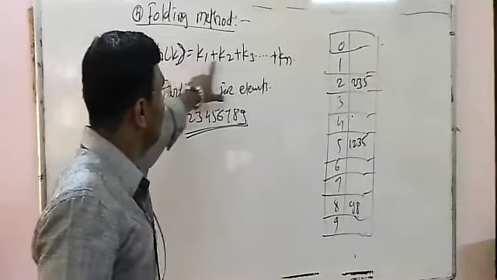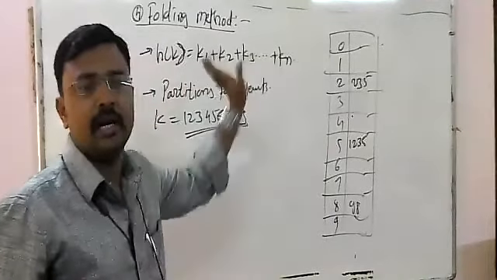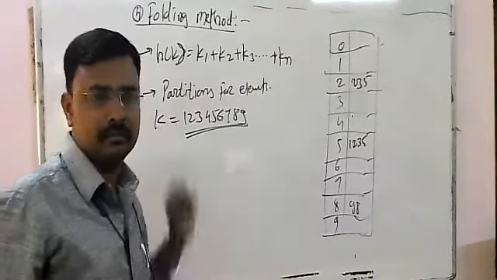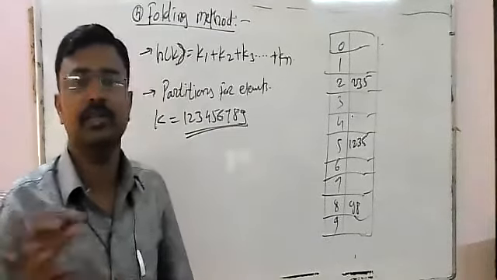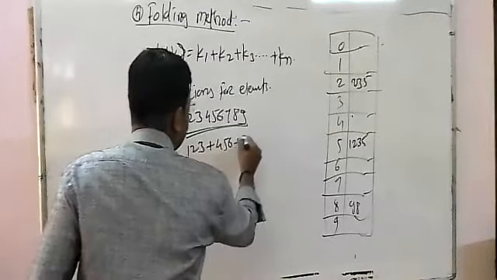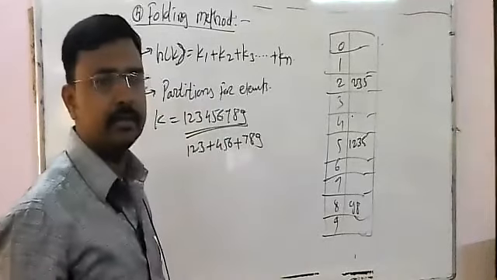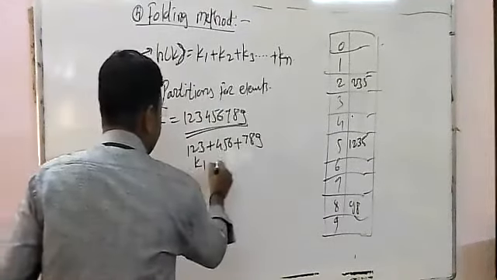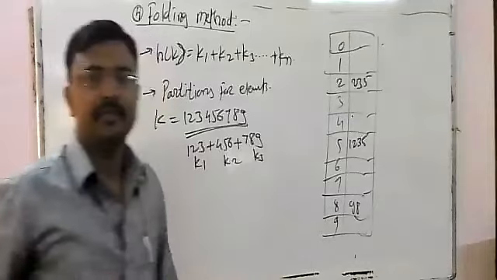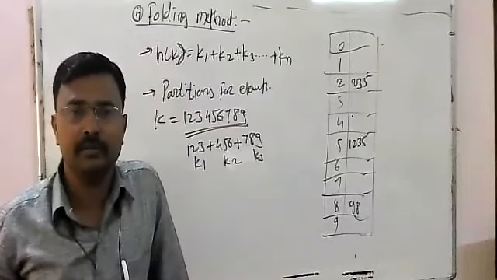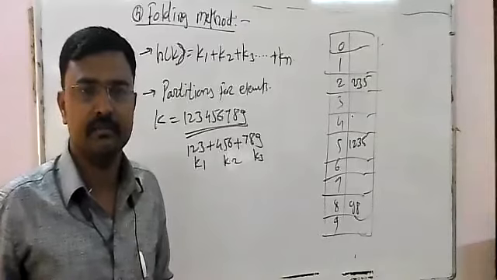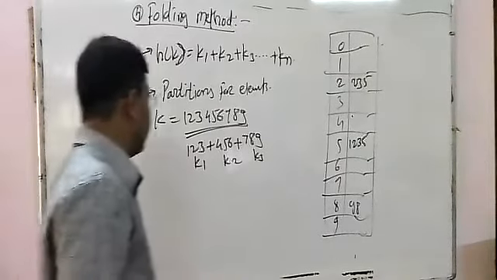H of k is equal to k1 plus k2 plus k3 plus up to kn. It means we have to divide this key into sub keys. For example, 1, 2, 3 plus 4, 5, 6 plus 7, 8, 9, like this. This is how we have divided K1, K2, K3. In this way, you can do your folding. Folding means we are going to partition your key, and we are going to add these partitions. Make addition.